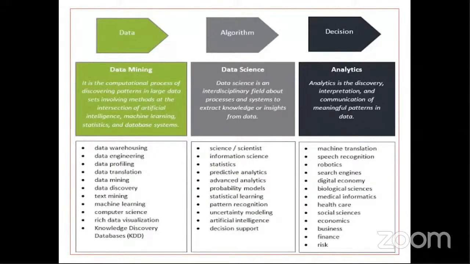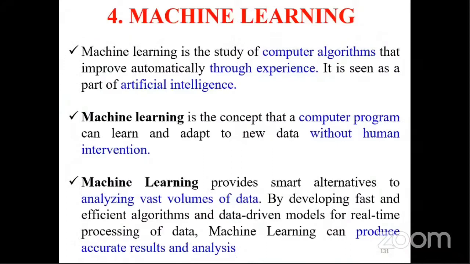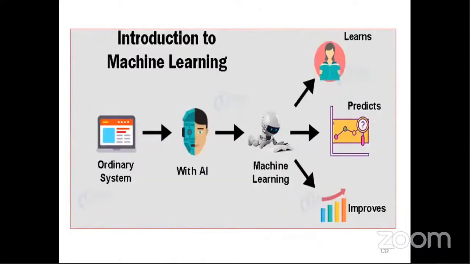The fourth subject is machine learning. Learning from observational data is called machine learning. Machine learning is a sub-branch of artificial intelligence. It provides smart alternatives to analyze vast volumes of data by developing fast and efficient algorithms and data-driven models for real-time processing of data. In an ordinary system with AI, we use machine learning algorithms, applying supervised, unsupervised, and reinforcement algorithms to develop a model. That model will predict the results and improve accuracy.